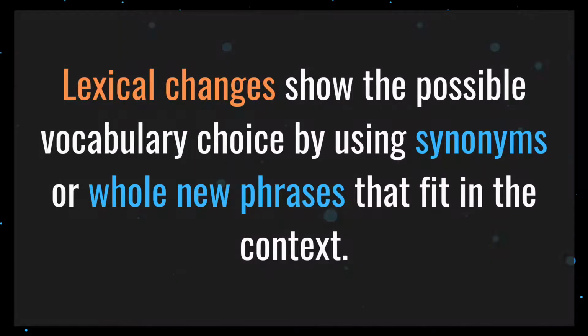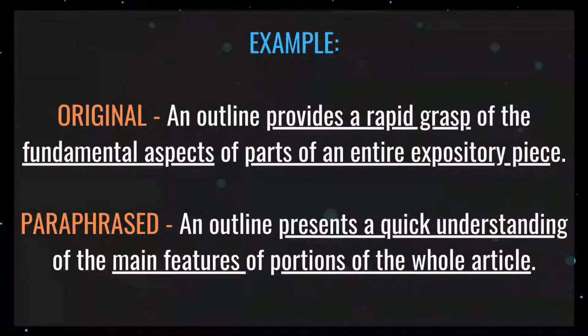Lexical changes show the possible vocabulary choice by using synonyms or whole new phrases that fit in the context. For example, original: An outline provides a rapid grasp of fundamental aspects of parts of an entire expository piece. Paraphrased: An outline presents a quick understanding of the main features of portions of the whole article. Notice the underlined parts and how they were changed.